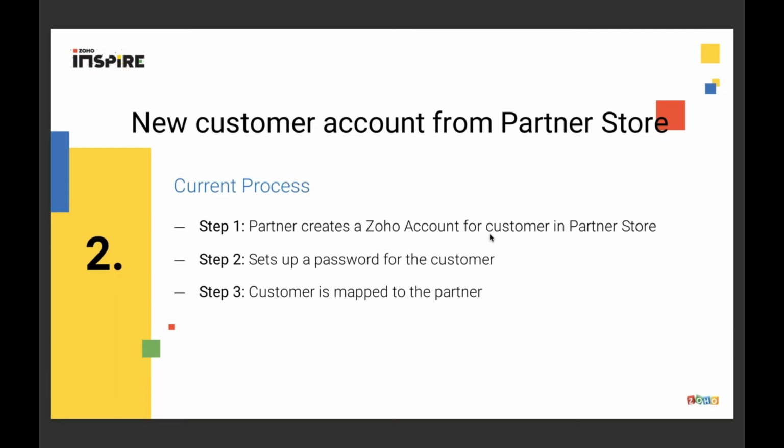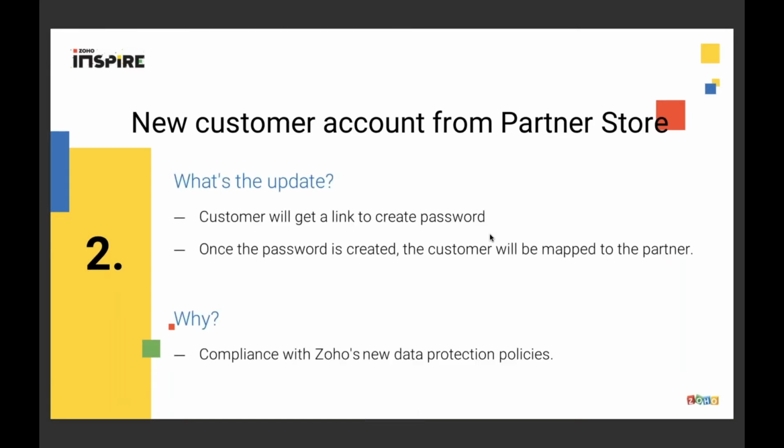So in your partner store, you have the ability to go in and create a customer's account. You've always had this, and the current process is such that you create an account, you set up your password, and the customer is mapped to your account. Well, this process is more or less the same with only a couple of small changes. One is that you will not be able to set up the customer password anymore. So you'll still create the account, but the link will be sent to the customer to set up the password. Once the password is created, now the customer will be mapped to you.